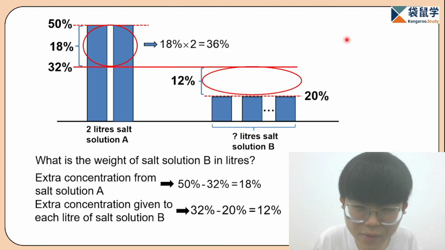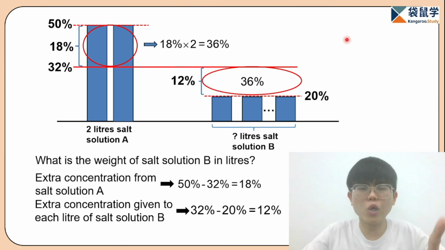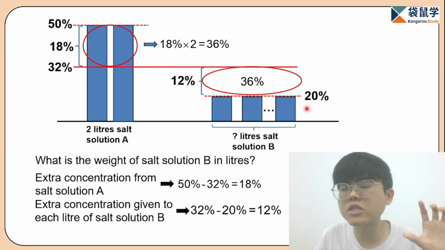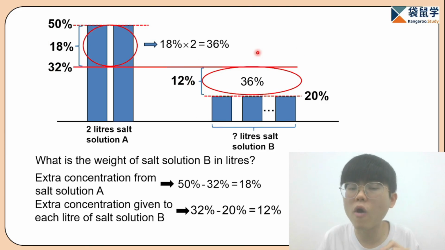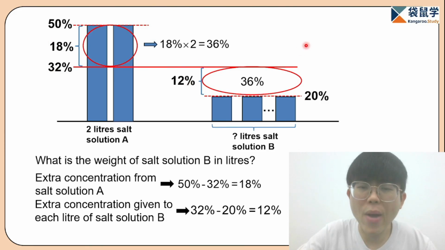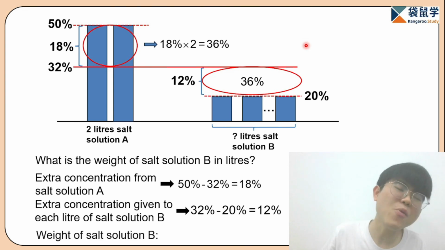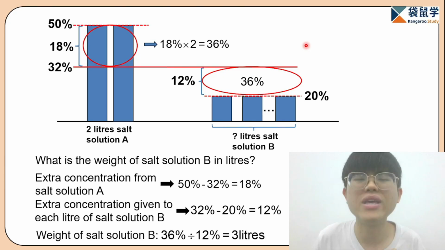Everyone, so what is the concentration here? It is just 36%. So now we say that the total concentration given here is 36%. And for them to increase from 20% to 32%, each liter needs to take 12%. Everyone, how many liters is that? So to find out the weight of the salt solution B, we just have to use 36% divided by 12%. We have 3 liters.